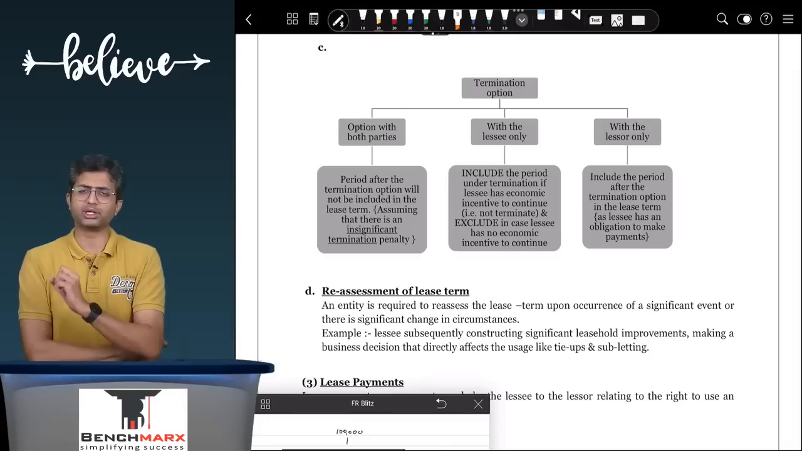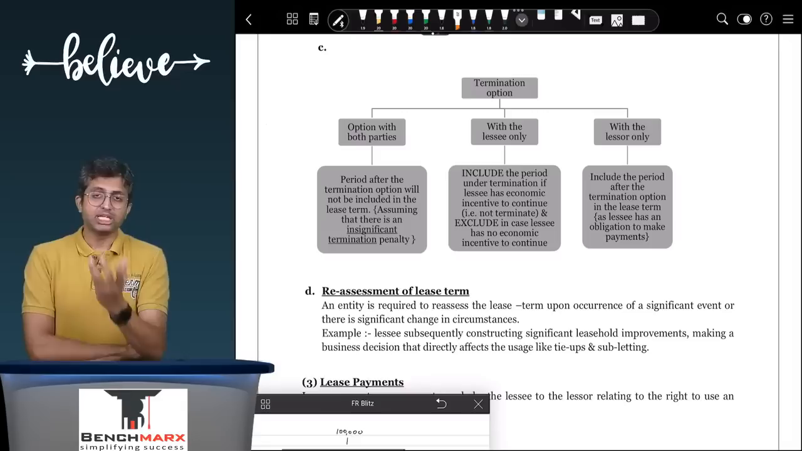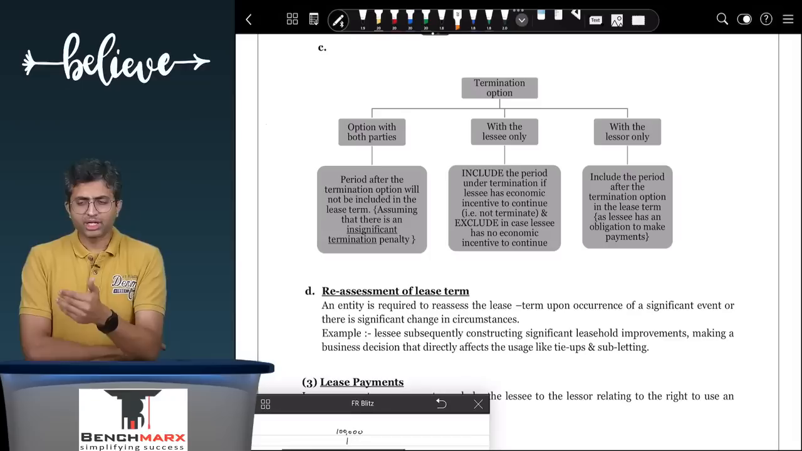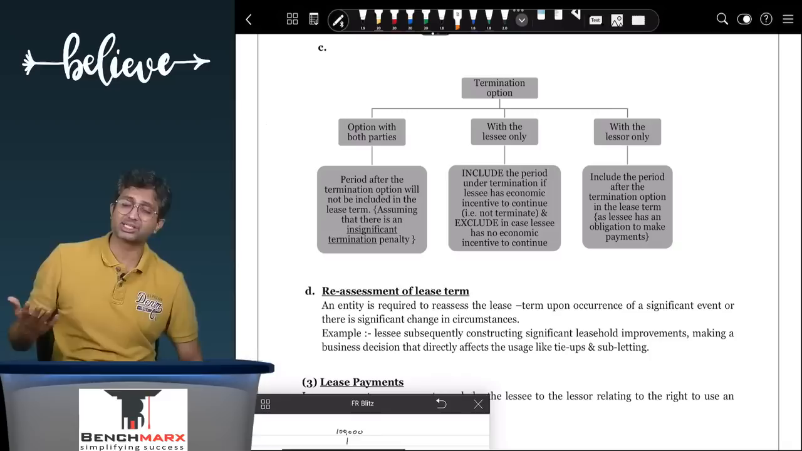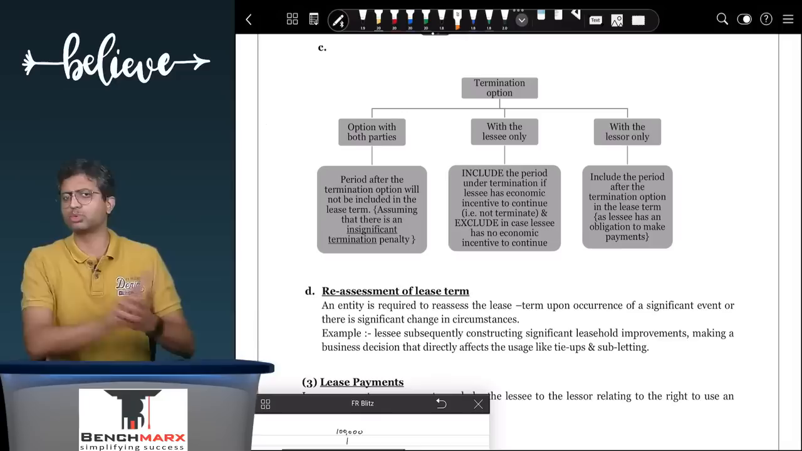However, if the option is with the lessor, if the lessor decides that we continue, in which case we have an obligation to deliver the rent, and hence the lease term will be taken as the entire term. Because in the books of the lessee, we don't know what the lessor will do. If the lessor decides to continue, we have an obligation to deliver cash and hence we want to showcase that obligation from day one itself.